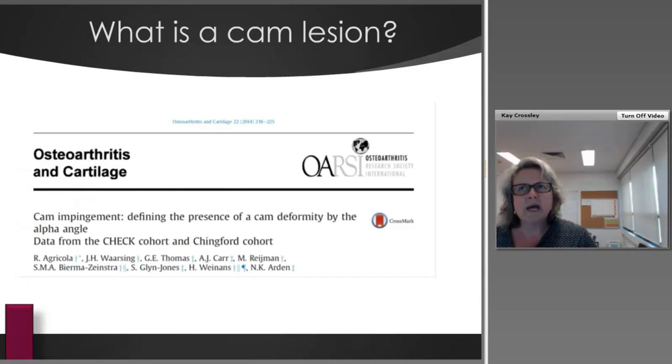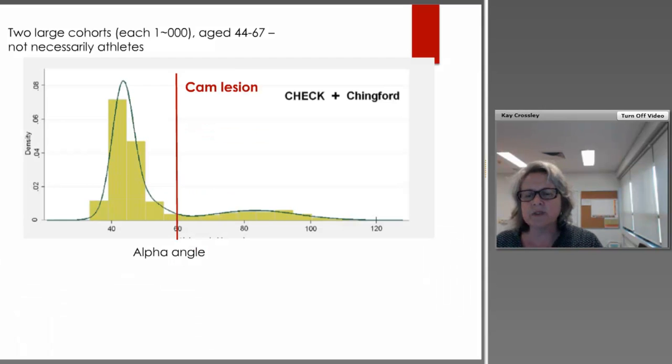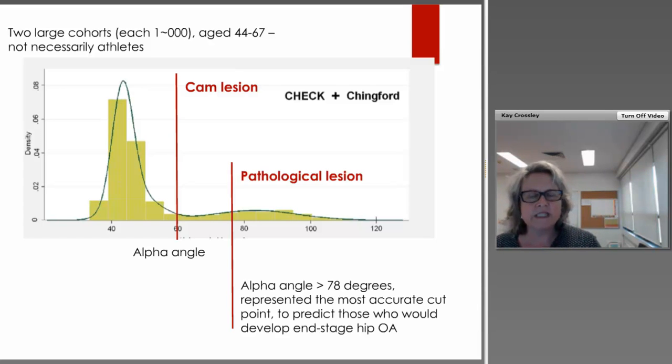So we talked about what is a cam lesion, but where does the cam lesion sit in the spectrum of hip osteoarthritis? What we know from these large cohort studies, as I said before, is that there is this cutoff of 60 degrees to have a cam lesion, but they're also able to work out the cut point at which they had a greater risk of developing hip osteoarthritis. And that cut point is around 78 degrees.